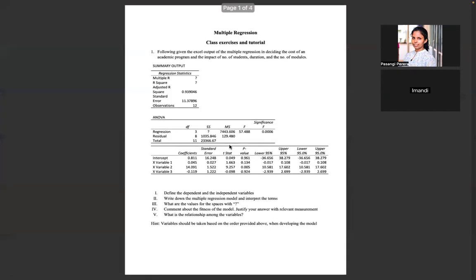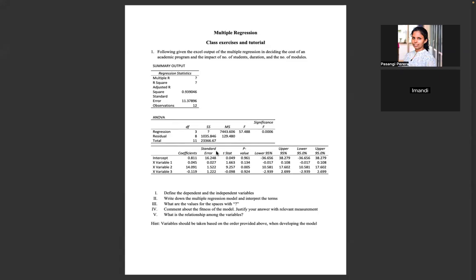Now for the first one, it's already completed. All the 4 questions, that part is done. Did we complete all the questions? Yes. We have to do the last parts. Okay, last one: comment about the fitness of the model. Justify your answer with the relationship among the variables.